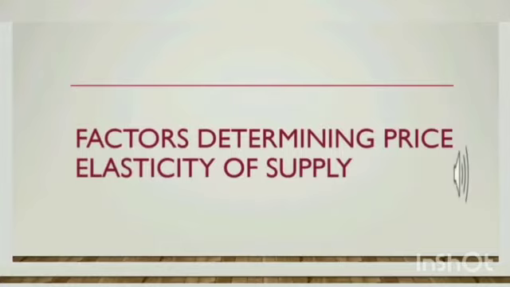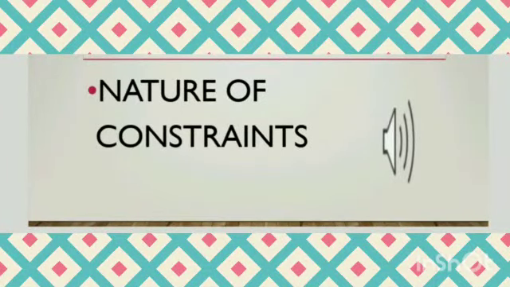Then, shall we move on to our subject, the factors determining the price elasticity of supply? There are many factors affecting the price elasticity of supply, like the nature of industry, constraints, nature of commodities, time, technique, cost of production, producers' expectations, and so on. The most important factor affecting the price elasticity of supply is the nature of constraints. For example, rubber trees take 15 years to grow, so it is impossible to increase the supply of rubber overnight.